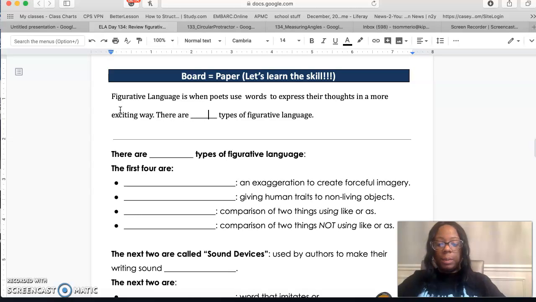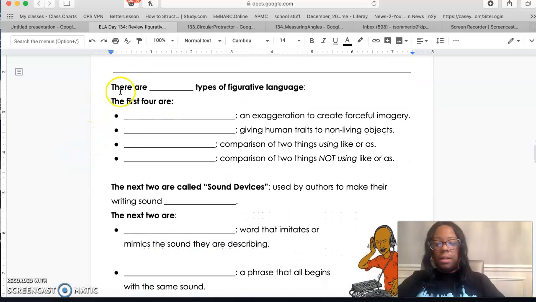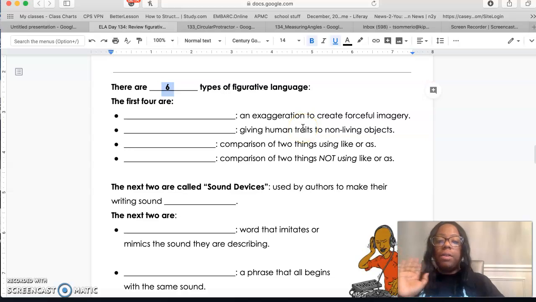And we're going to make sure we plug all of these in. Now, there are 6, and we're just going to put the number, types of figurative language. Now, let's go through and see if we can figure them out. What I'm going to do is have you guys fill in your portion now, so you can pause the video and do that, and when we come back, I'll have my answers shown.